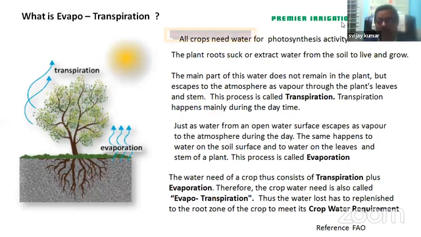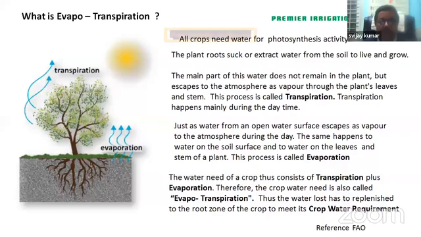So now we all know the term evapotranspiration. This is a very important term and all of you are aware of it. All plants have to undergo photosynthesis activity. The plants suck water from the soil to live and grow. Here the main part is that water does not remain in the plant but escapes to the atmosphere when it is a sunny day, either through the plant's leaves or the stem. And this we all know is called transpiration. And this happens mainly during the daytime.